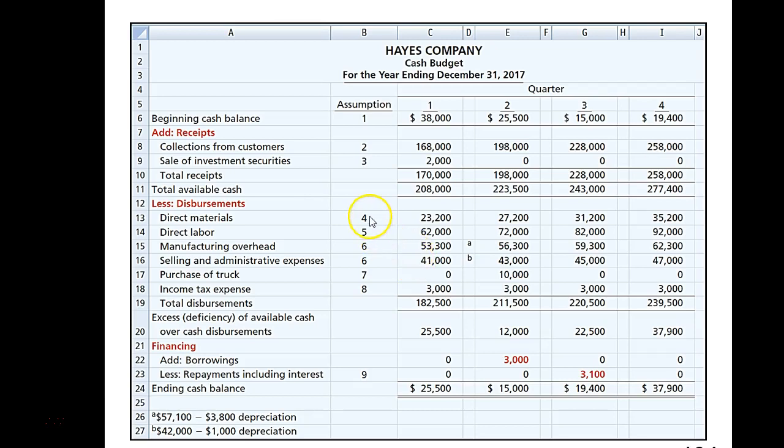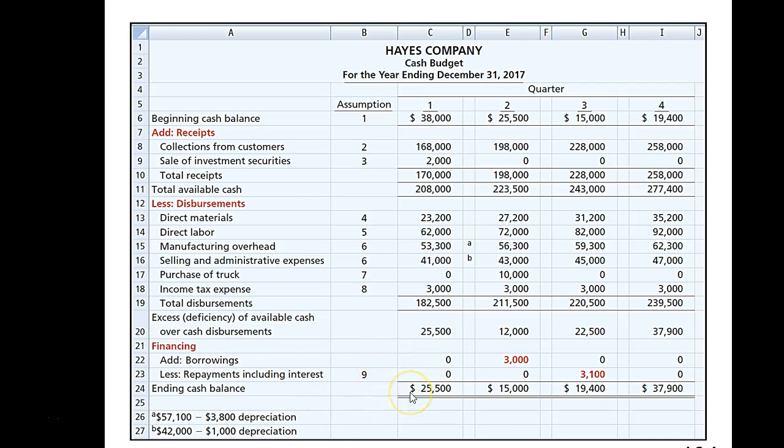Notice that these are referring to the actual budgets that this information is coming from, or the line items. There are going to be some explanations of that. This is showing the income tax expense. This is showing our total disbursements we expect for the first quarter of 2017. Notice that the available cash exceeds our disbursements. Therefore, we will have an excess at the end of the first quarter of $25,500. No need to borrow any money.